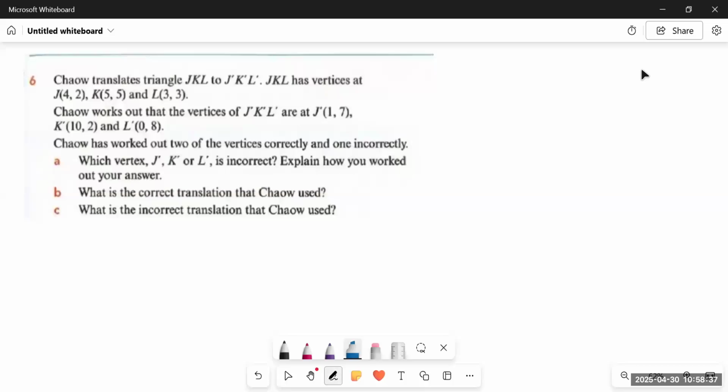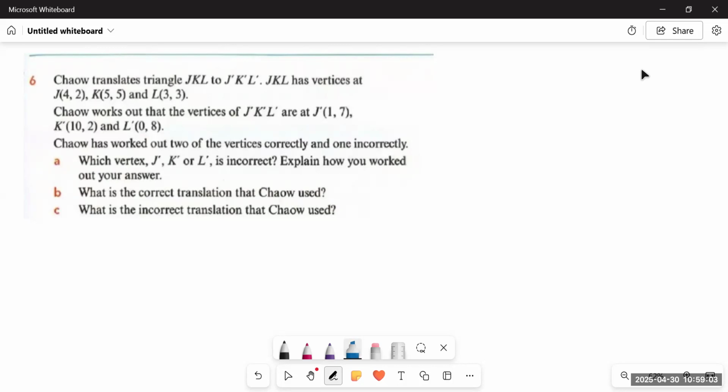Okay, the next question is Chaos. Translate triangle JKL to J' K' L'. JKL has vertices J (4, 2), K (5, 5), L (3, 3). Chaos works out that the vertices are J' (1, 7), K' (10, 2) and L' (0, 8). Chaos has worked out 2 of the vertices correctly and 1 incorrectly. Which vertex is incorrect? Explain how you worked out the answer.